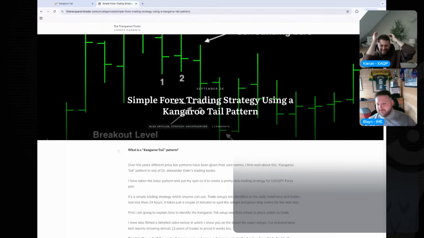So obviously, weeks ago, well over a month ago now, I gave a whole sheet on places that you can take resources from, and I think one of them was the Transparent Trader, which is a person called Jared Goodwin. He shares a lot on YouTube, and they're always very simple to build. So this is one that I built years and years ago. It's not a bad strategy, and it's very easy to build, but it's got a funny name. It's called the kangaroo tail pattern.